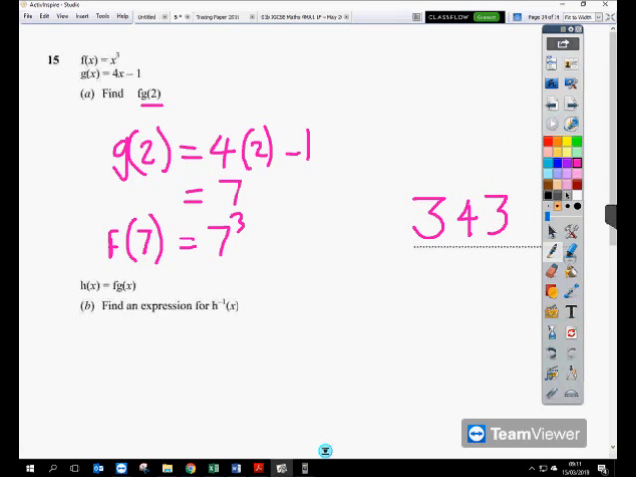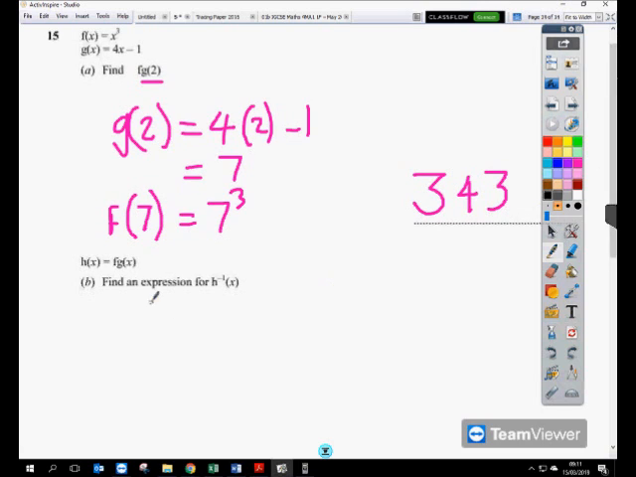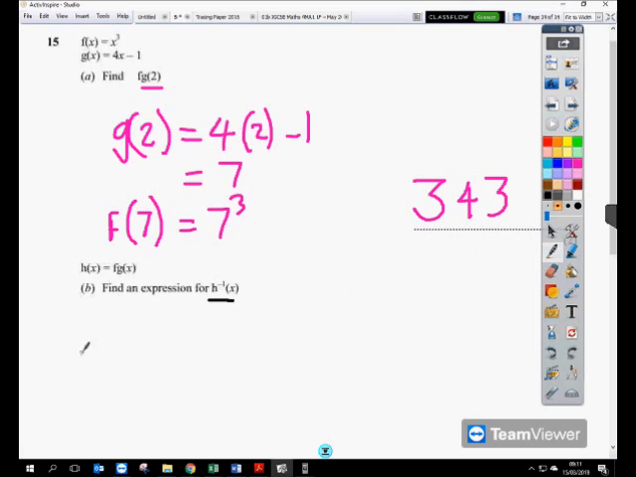And the last one, h of x is equal to fg of x. Find an expression for the inverse function of h. Well, first of all, I don't know what h is, so I need to work out h. So let's look at this quite carefully. It's equal to fg of x. Now, in the last question, I worked out fg of 2. So I worked out g of 2, which was 7, and then I substituted it into the f function.